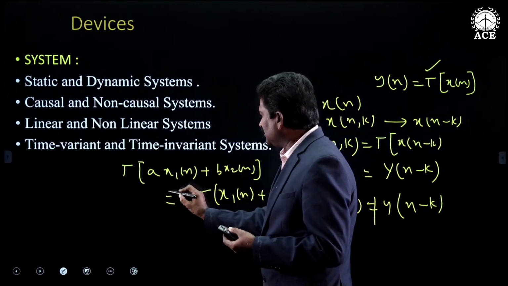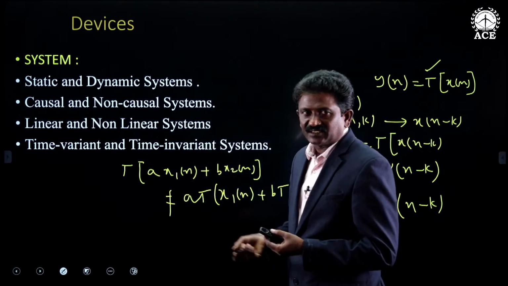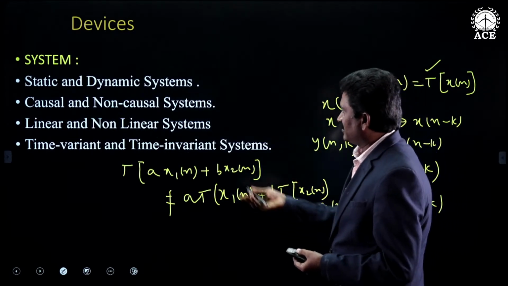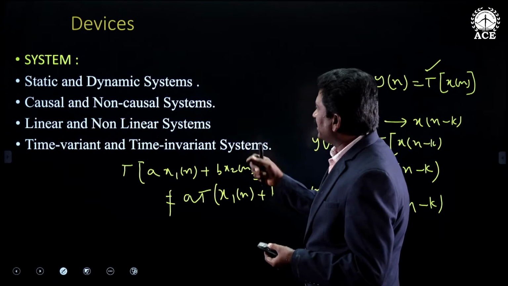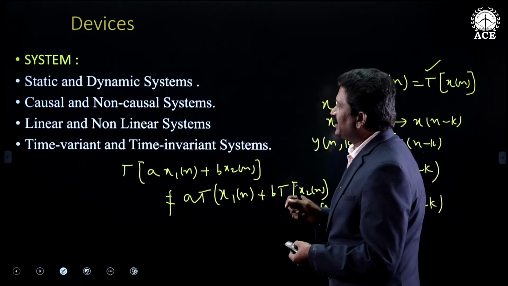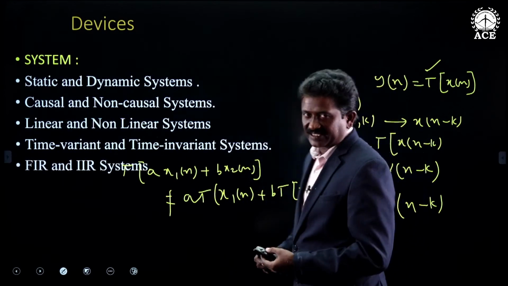If it doesn't obey the superposition principle, we can call it a non-linear system, right? So these are our linear, non-linear and time variant systems. Okay, so next one, FIR and IIR systems.